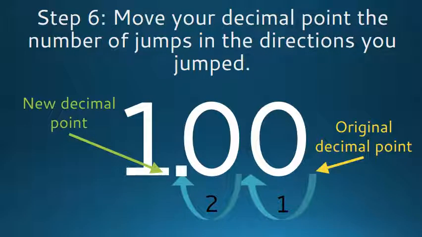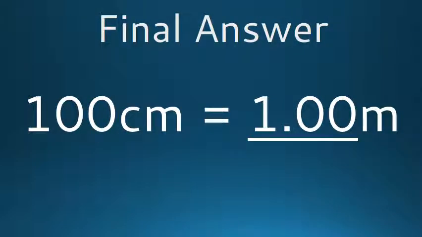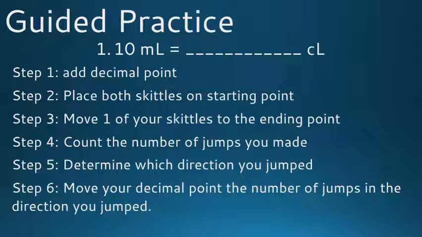So the 2 jumps, our original decimal point was right here, and it's going to jump 2 spaces, and now our decimal point is here. So that means our answer is 1 meter. So 100 centimeters equals 1 meter. Okay, so it's no longer 100, it's now 1. Okay, so that's how we use the metric ladder.